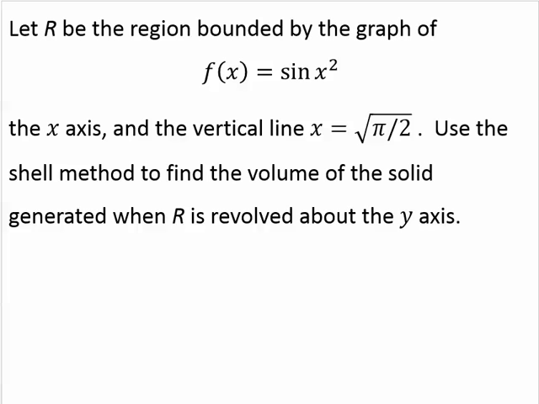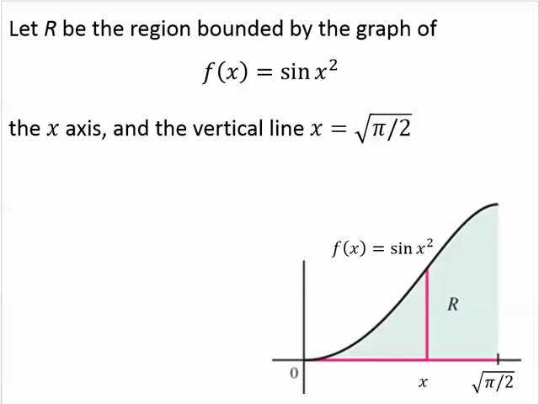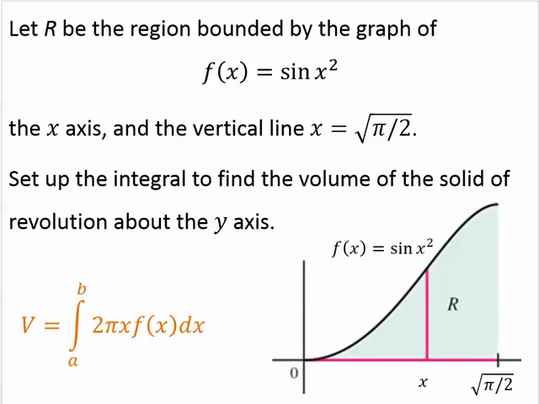Let's do an example. Let R be the region bounded by the graph of f, the x-axis, and a vertical line x equals square root of pi over 2. Use the shell method to find the volume of the solid generated when R is revolved about the y-axis. First, determine the region R. Once you've done that, you need to set up your integral.